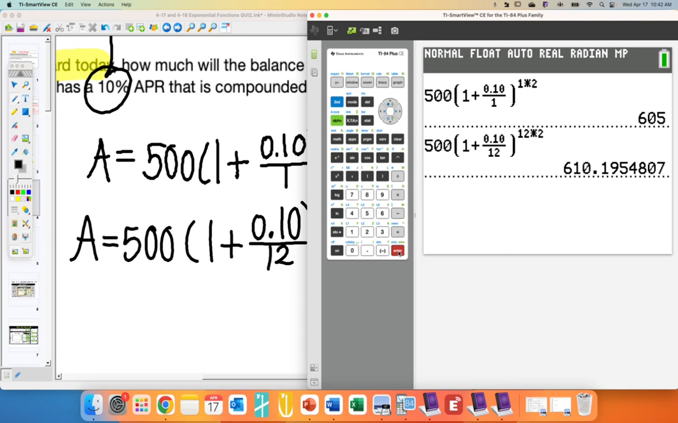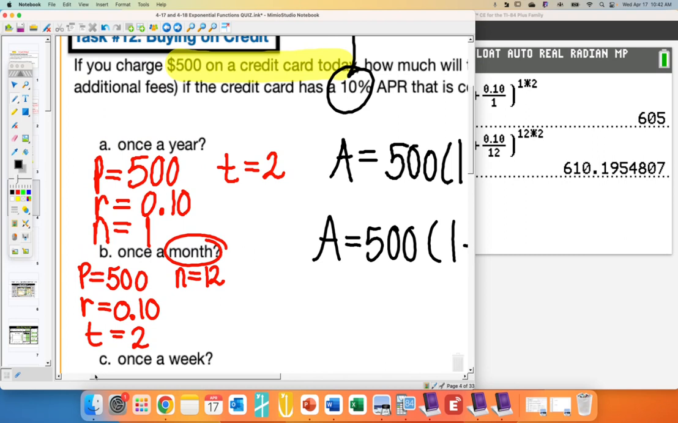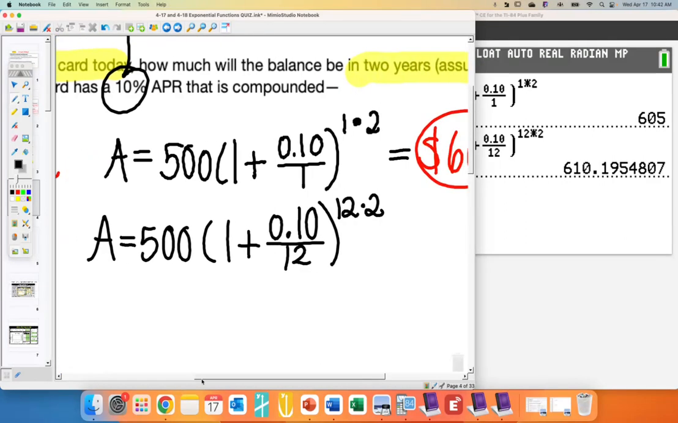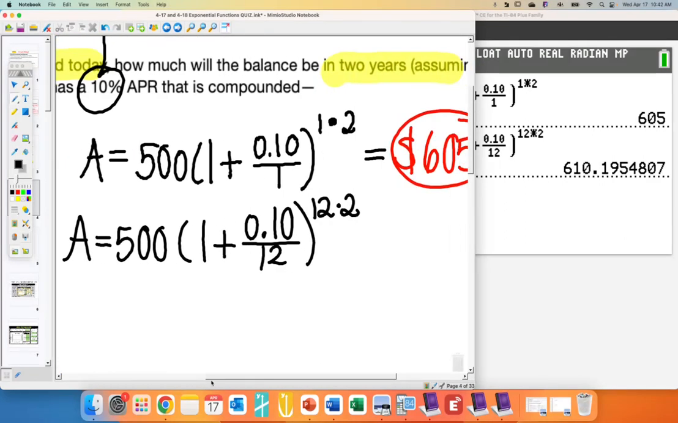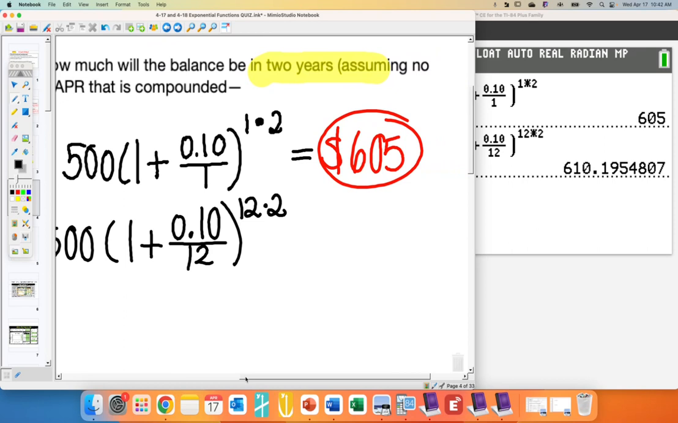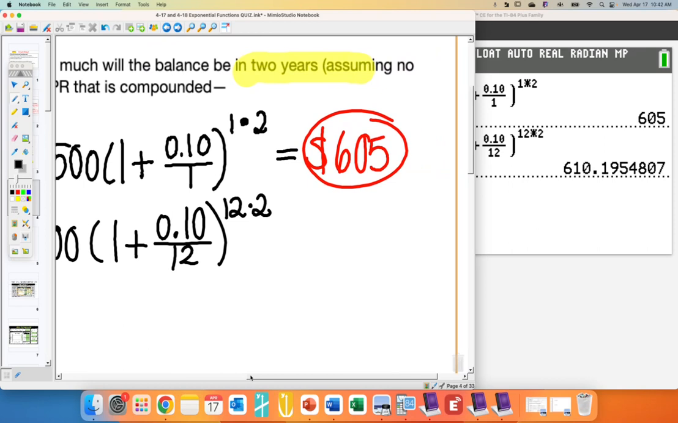It's not much difference. The number of years over here, see, the T is 2. In the formula, T is time in years. That's where it goes. I know you can't see it over here.